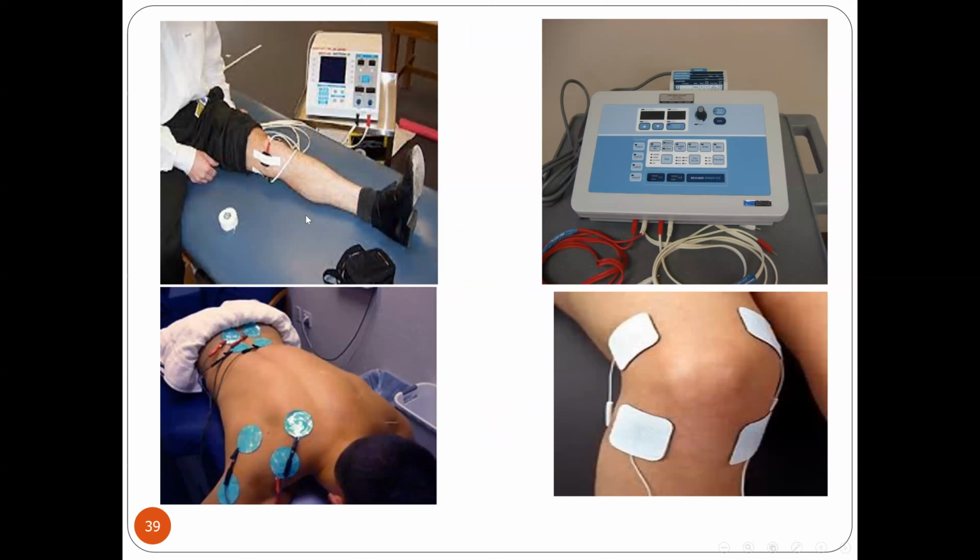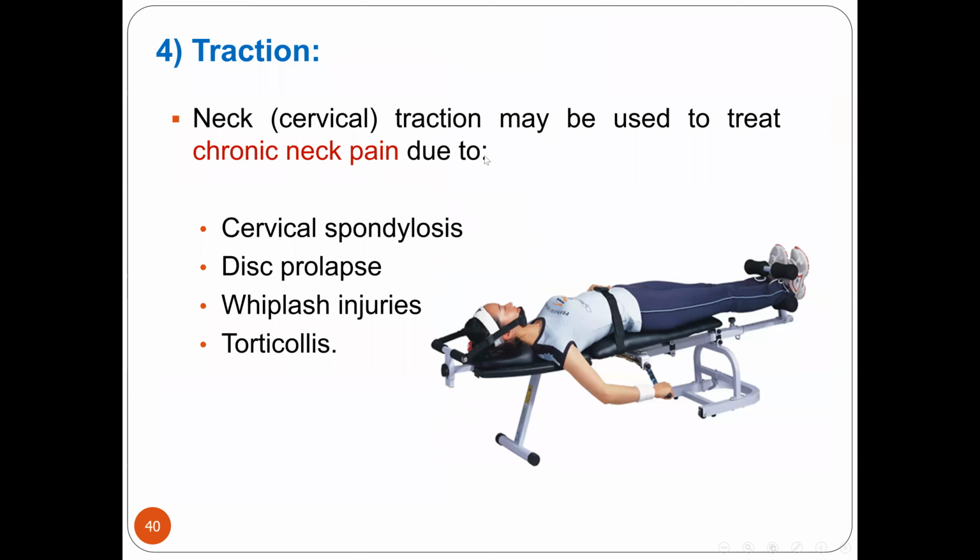These are various examples of using transcutaneous electrical nerve stimulation, TENS, for the left knee, knee osteoarthritis, and this is for the right shoulder, rotator cuff tendinitis, and low back pain for spondylosis, and this is for the knee pain also for chondromalacia or osteoarthritis. This is the instrument of TENS, transcutaneous electrical nerve stimulation.